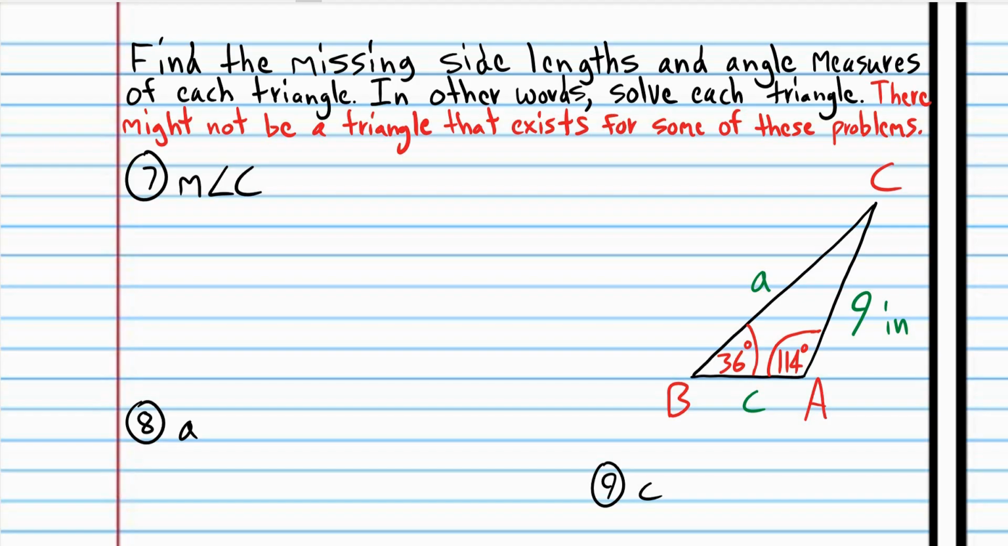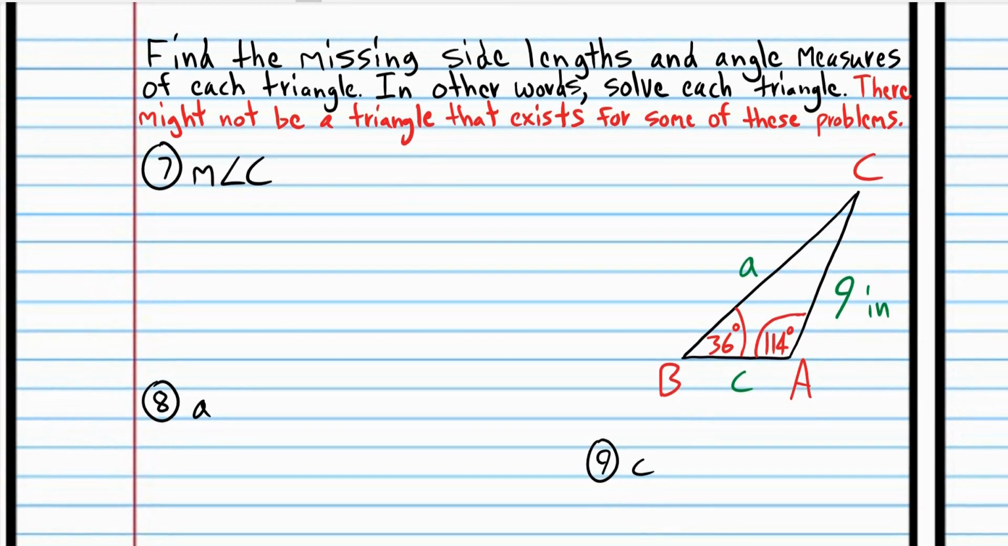Okay, now we're going to move on to the law of sines and the law of cosines. It says find the missing side lengths and angle measures of each triangle. In other words, solve the triangle. That's what it means to solve a triangle, to find all the side lengths and angle measures. And notice it says there might not be a triangle that exists for some of these problems. Now if I draw the shape of the triangle here, well, obviously it exists because I was able to draw it. But in some of these problems, I'm not going to draw the triangle, and in that case, the triangle actually might not exist.